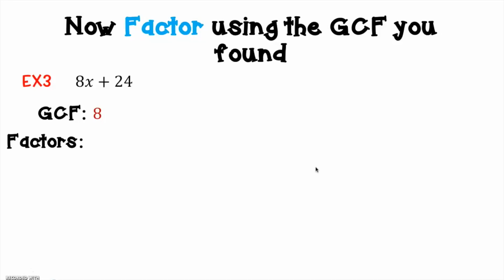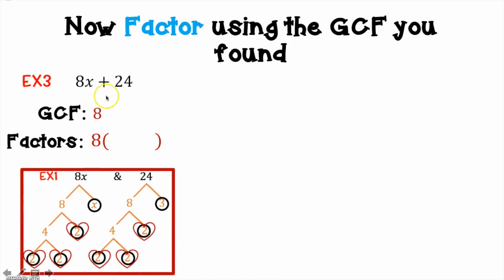Now when you're doing your factors, you actually write that GCF first, and you're going to put parentheses for the next stuff that you're going to write in there. This stuff right here tells us what we multiplied 8 by to get 8x and 8 by to get 24. If you need to look back at example 1, it is here, and it's also in your notes that you're taking along with us, of course.